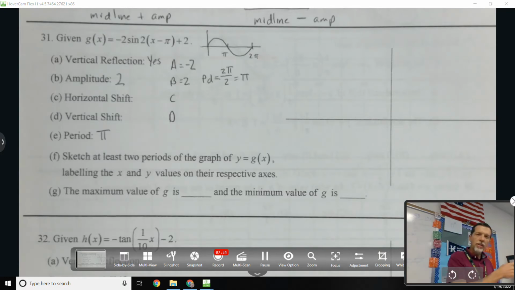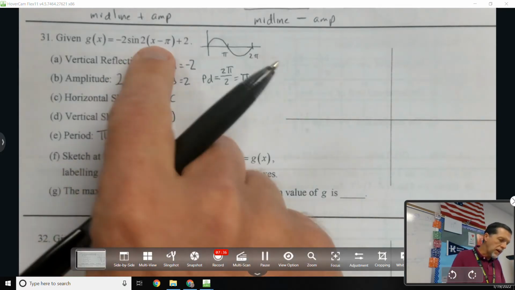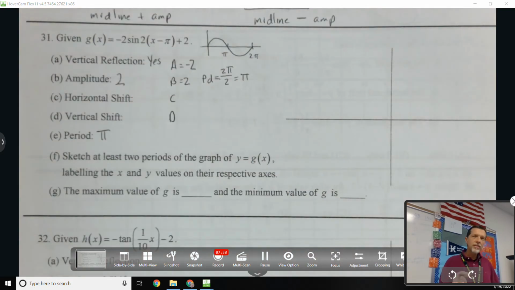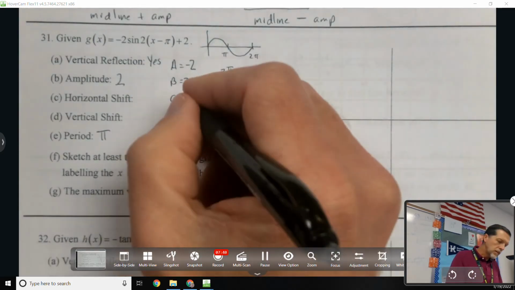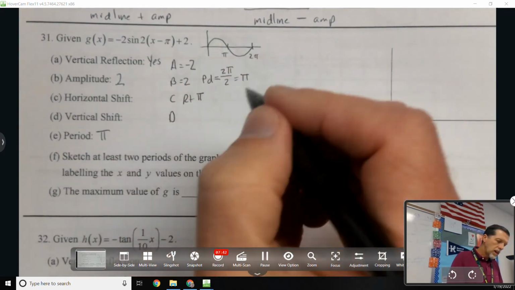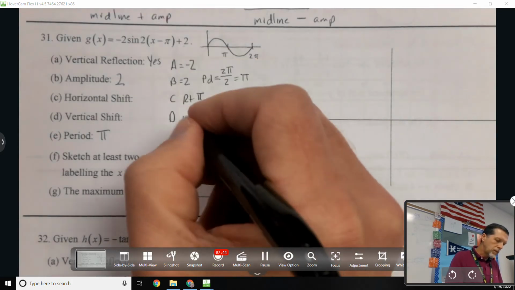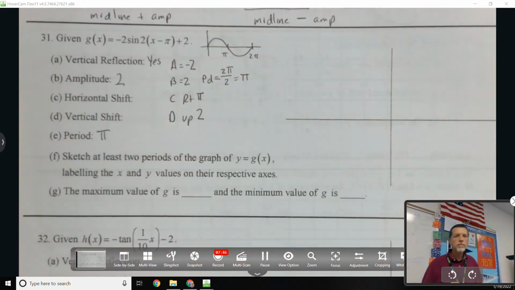C, this is what you were asking about. So C is that minus pi in there. What does that do to the graph? Right pi. And then up 2. So this is a good one because this has like everything that could be changed or tweaked about a graph is being changed here.